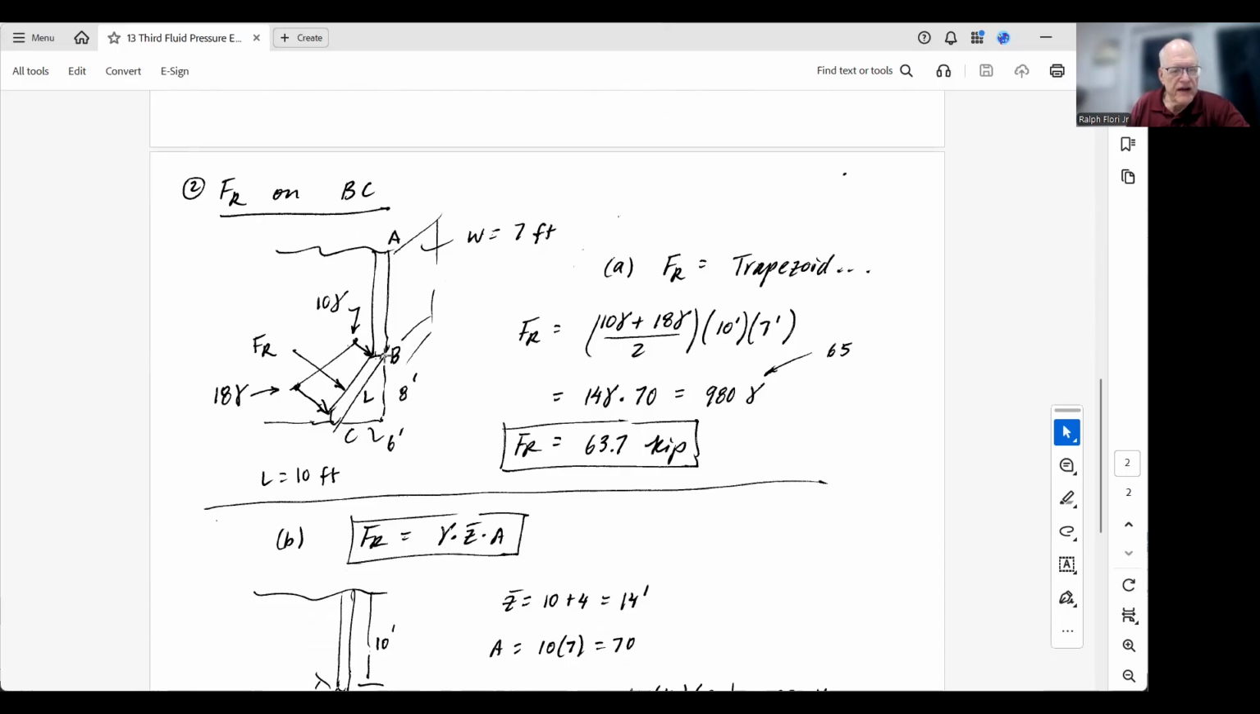When we get to this lower plate down here, BC, the pressure distribution is a trapezoid. The pressure at B is the depth, which is 10 times gamma. The pressure at C is the depth, which is 10 plus 8, which is 18. So this is 18 gamma. And this is a trapezoidal shaped distribution. And so FR is the volume of this pressure distribution. So the average of 10 gamma plus 18 gamma times L, which is 10 feet, times the width into the board, which is 7. And so we get 980 gamma, and FR is 63.7 kip.